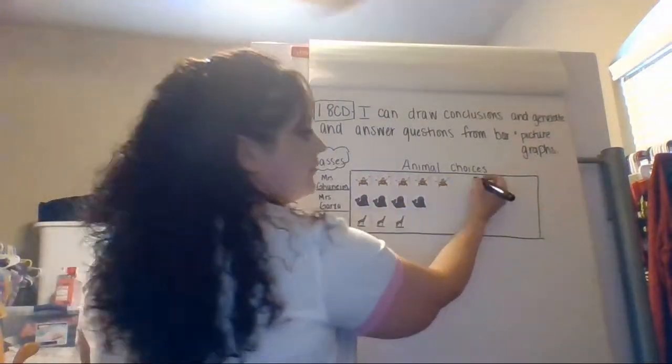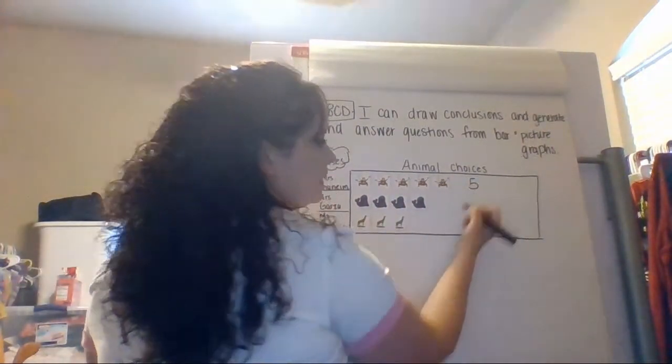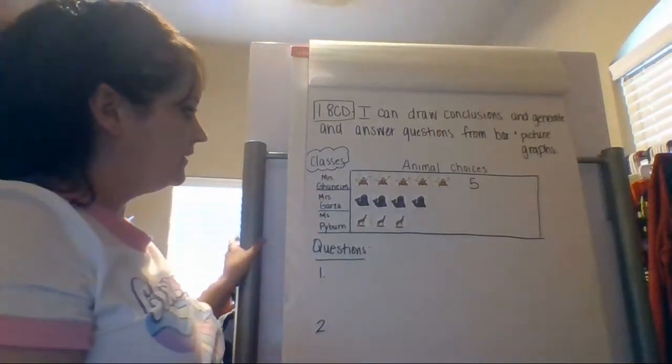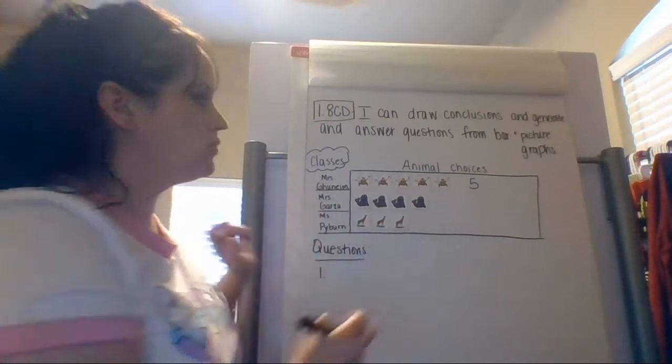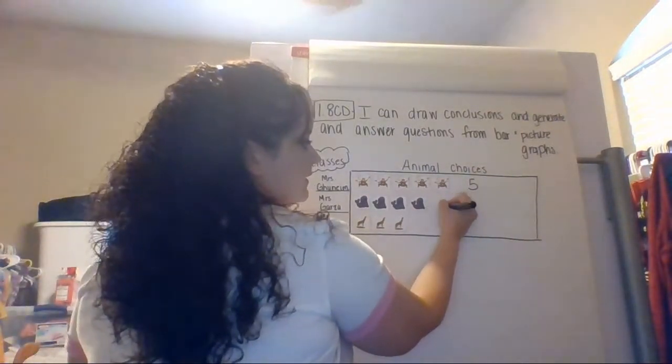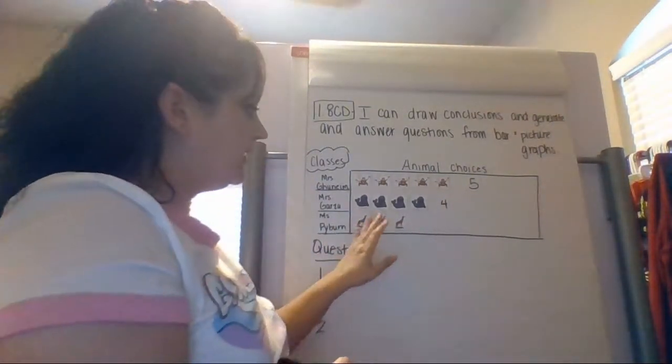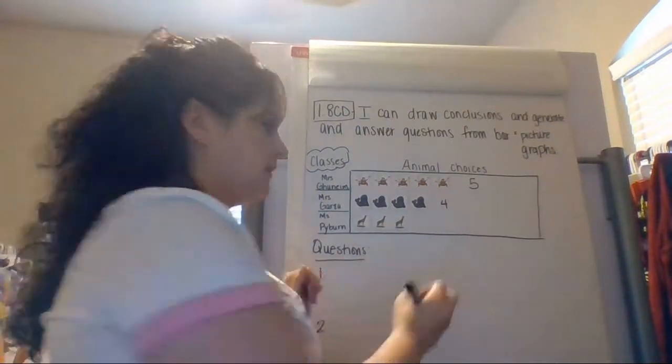1, 2, 3, 4, 5. So 5 monkeys are represented for her data. For Ms. Garza, we have 1, 2, 3, 4 seals. And Ms. Pyburn's is 1, 2, 3 giraffes.